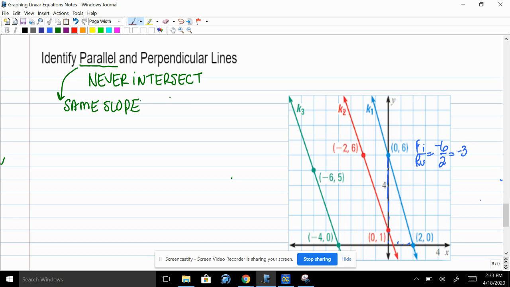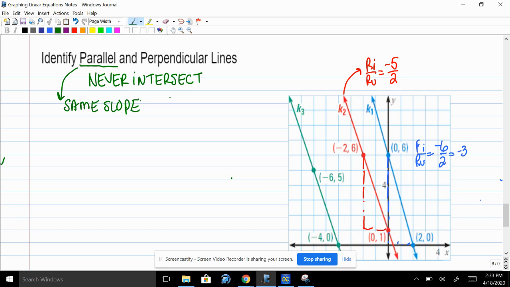I go to K2, which is my red line, and I go from this dot down to this dot. That's down 1, 2, 3, 4, 5, down 5, right 2. So your red line has a rise over run of -5 over 2. So right off the bat, guys, those two lines are not parallel because those are obviously different numbers.